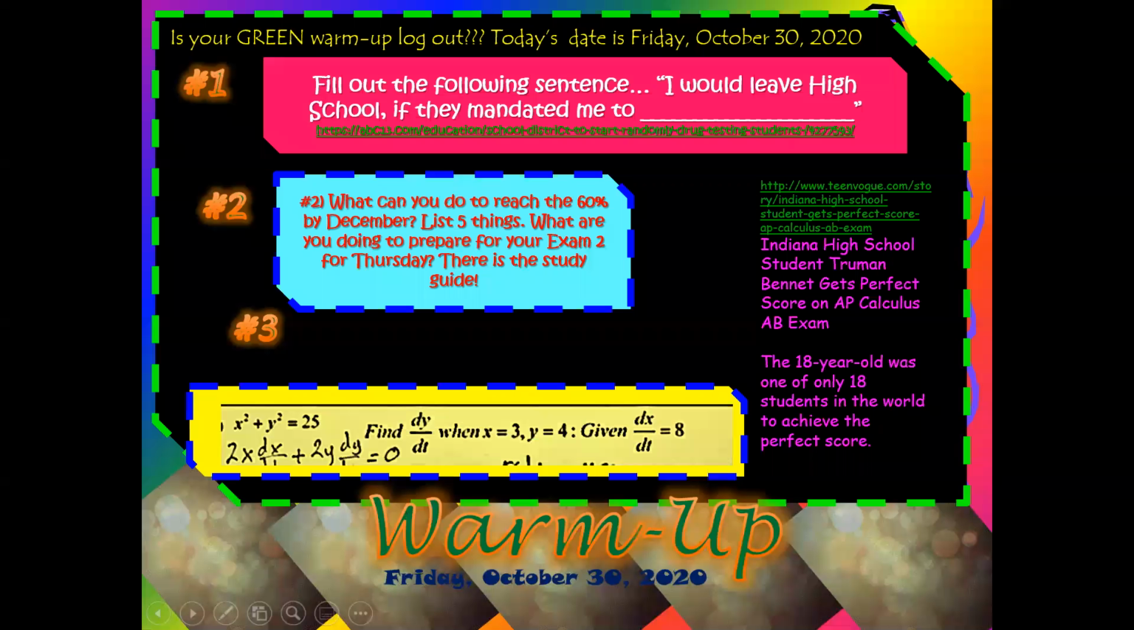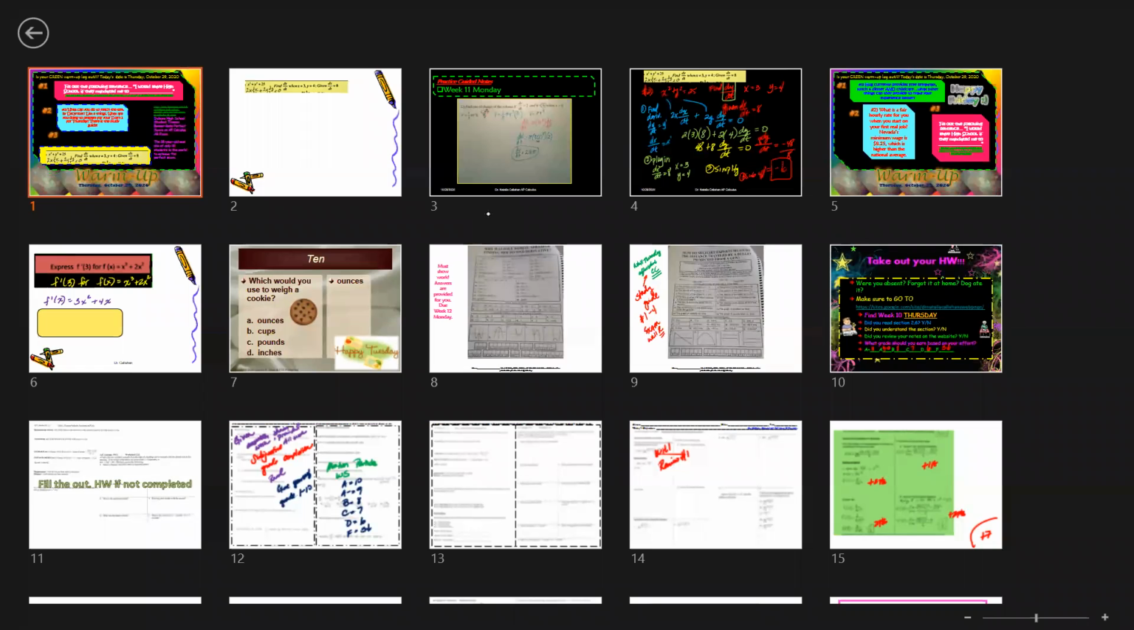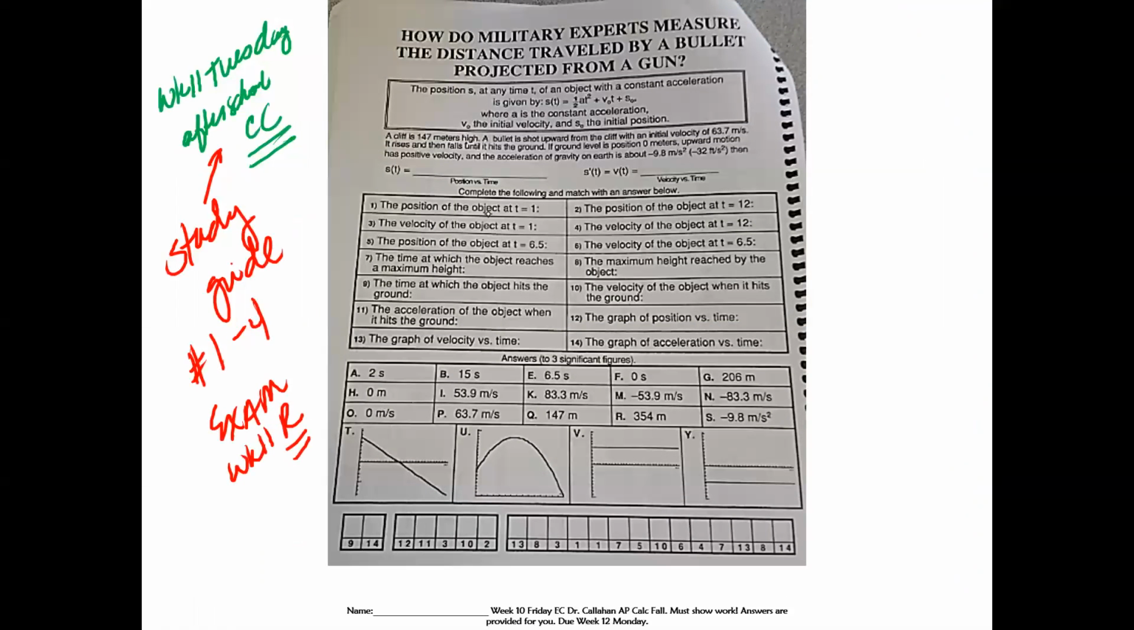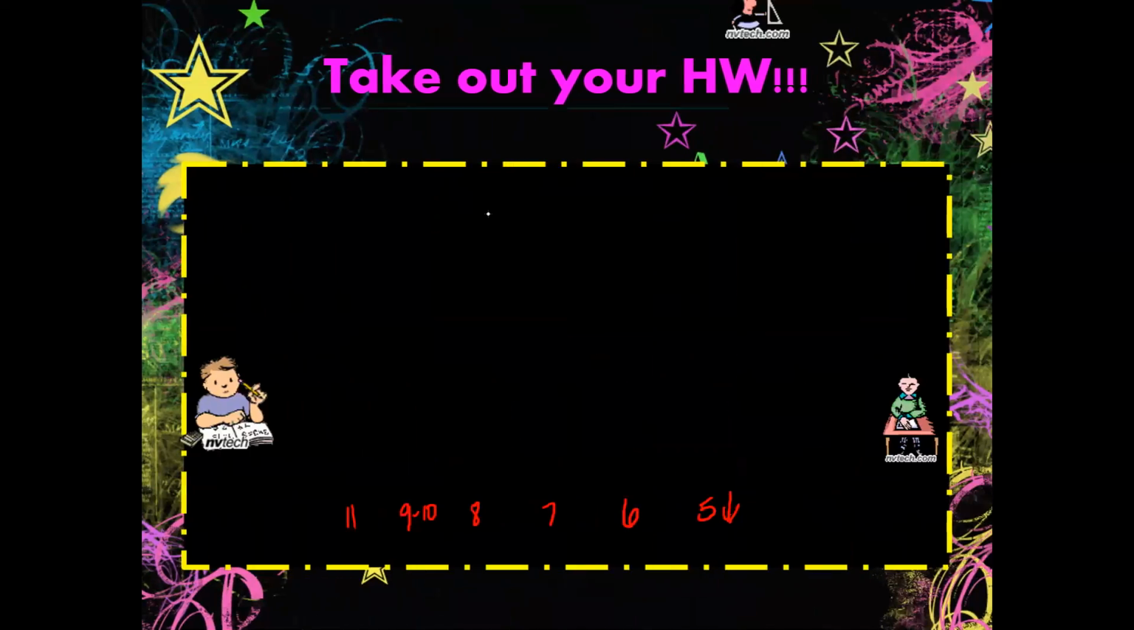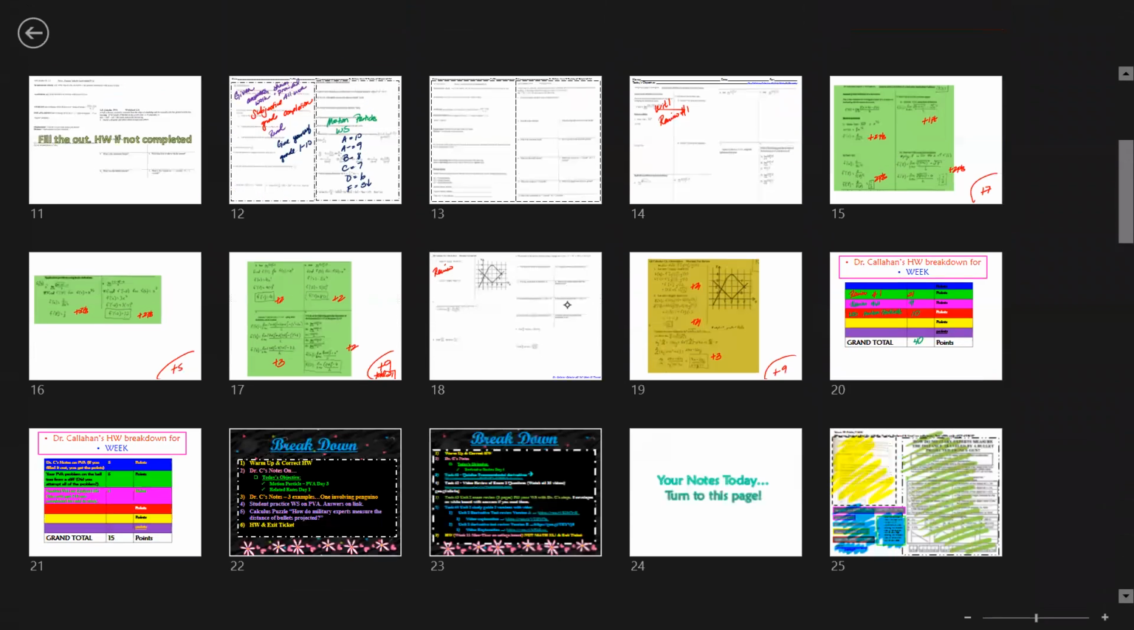All right, so let's go ahead and take a look at the things that were done last week. I do have an algebra puzzle here that says, how do military experts measure the distance traveled by the bullet projected from a gun? Actually, no, I don't want to talk about this one. Let's skip this one. Never mind. We're not going to do that just yet. Sorry. Let's just move on forward.